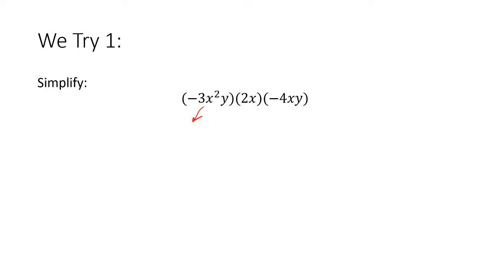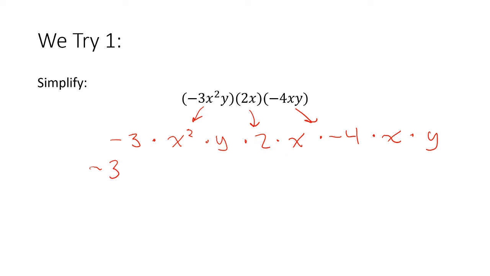So I'm going to break this up. Negative 3 times x squared times y times 2 times x times negative 4 times x times y. Let's group all of my numbers together, all of my integers together. Negative 3 times 2 times negative 4. Let's group all of my x's together. X squared times x times x. And let's group those two y's together.